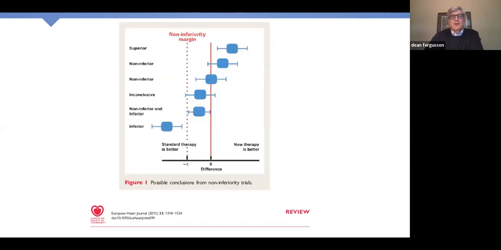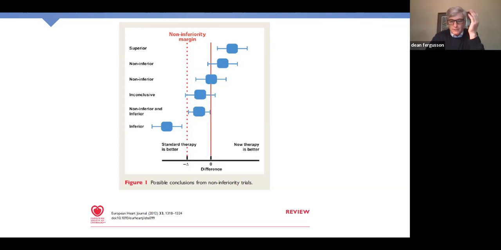Putting these concepts together, one way of looking at it is to look at the end game: what the possible conclusions from a non-inferiority trial are. Just to orient you to the graph, a null difference between the two groups is represented by this red line. Then you have a difference, which becomes your non-inferiority margin. Here, this would be treatment B, the established therapy. Here, standard therapy is better, and the new therapy is better on this side. You set your non-inferiority margin to say, what is that acceptable difference?